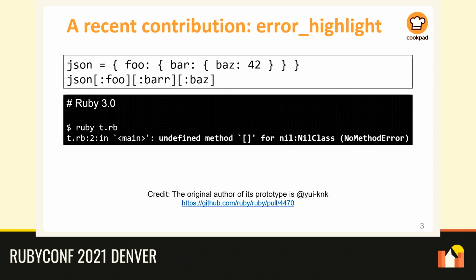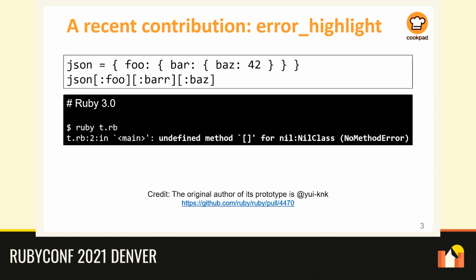Before the main topic, I'd like to show you my recent small improvement for Ruby called error highlight. See this code. It attempts to extract a value from JSON data. However, it has a typo. Bar is spelled as B-A-R-R. By running this code, NoMethodError is raised. Unfortunately, this error message is somewhat unhelpful.